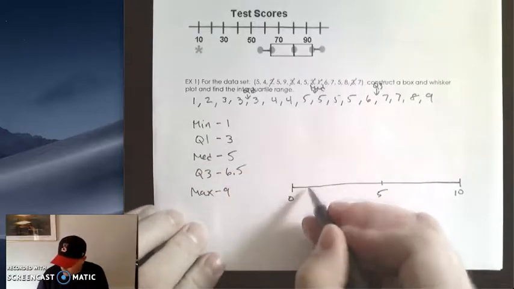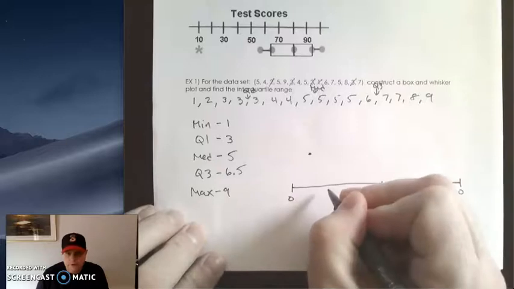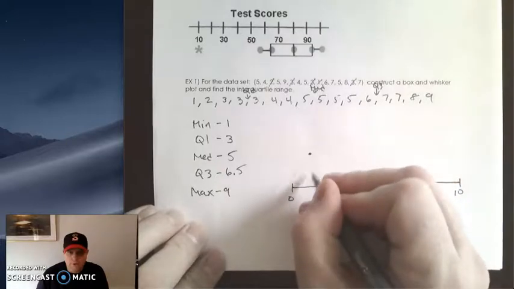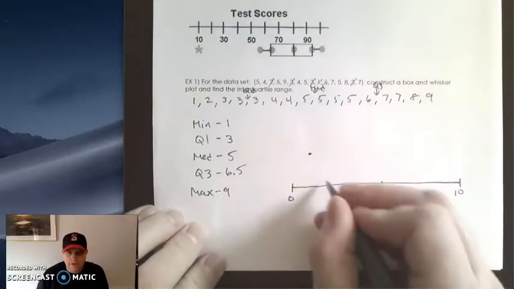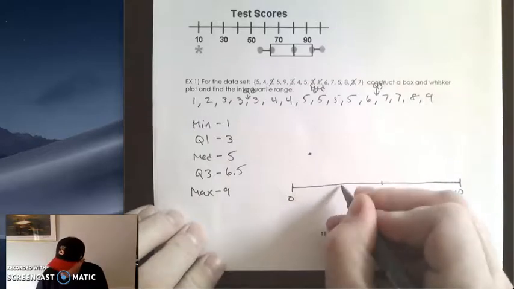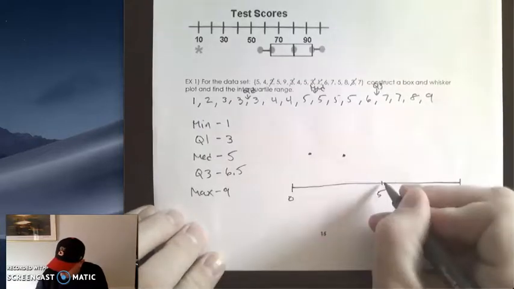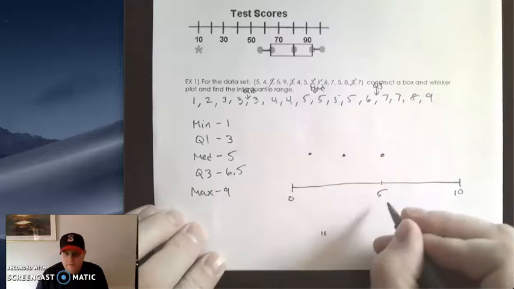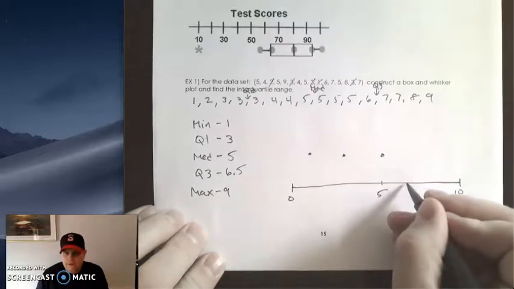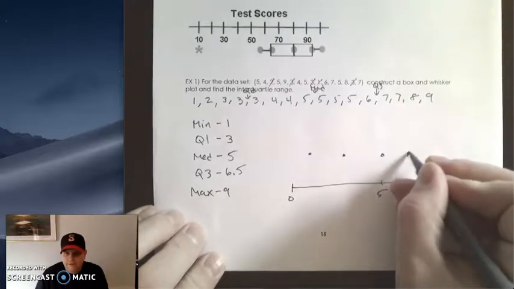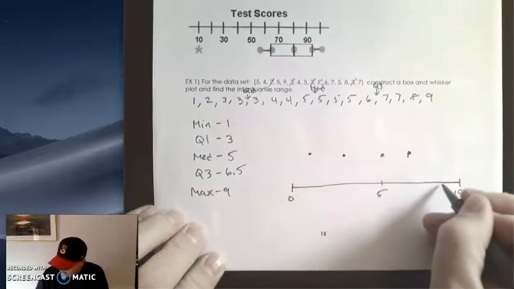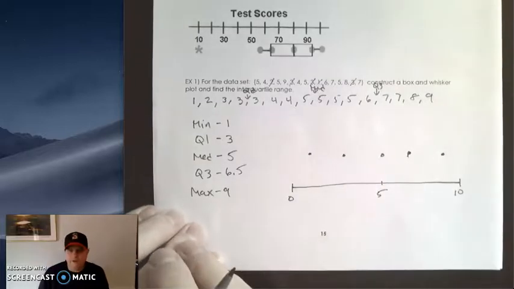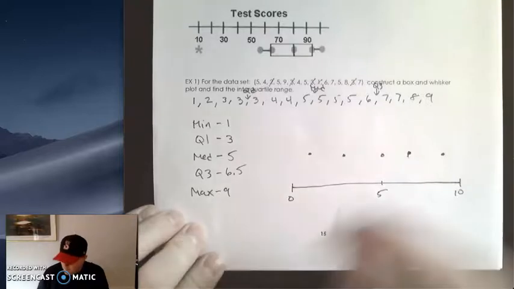So what we want to do is plot our five-number summary. So 1 is going to go about right there. So we're going to go above the line. 3, so 1, 2, 3. 3 is right here. 5 is my median. So that would be 6, 6.5 right here. And the last is 9. So there's my five-number summary.